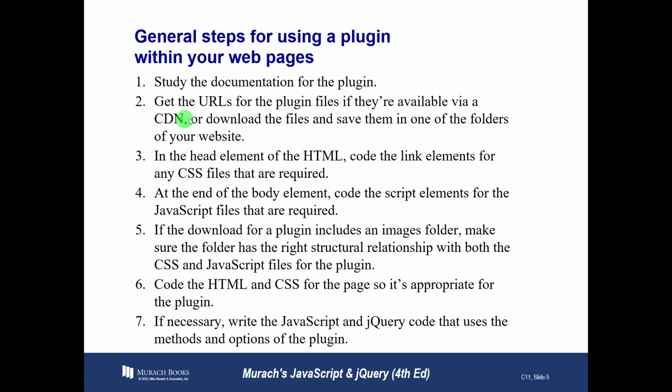Get the URL for the plugin files if they're available from a content delivery network. Or if they're not, you can download the files and put them in a folder on your website and access them that way. The most popular ones are all available through some kind of CDN site. Then go to the head element of your HTML and link any CSS files that are required. A lot of the plugins require certain CSS files to be used in order for their project to work and look the way you expect it to look.